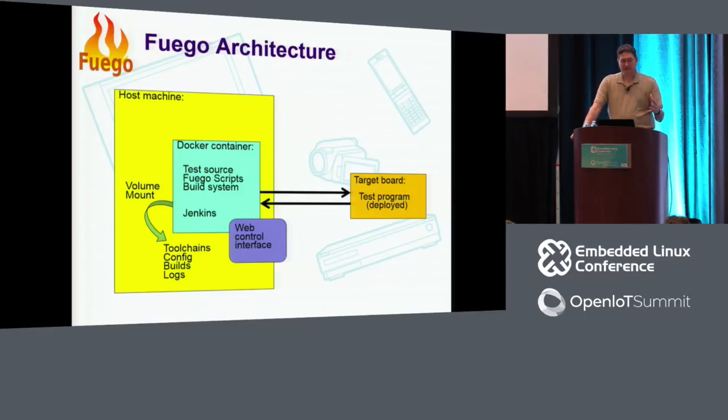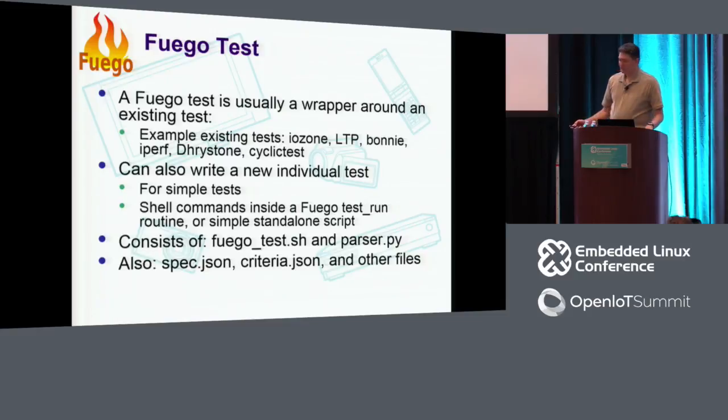We run a bunch of Fuego scripts on the host inside a Docker container. We've got a web control interface for starting tests or monitoring their results, and doing visualization on it. But all of the real action happens over on the right there, on the target board, where the test program runs. We actually build from source, and some people don't like that, but I think it's really important, and when I get to my tip section, I'll tell you why. We build the test from source, put it on the target, execute it, collect the results back to the host, analyze and parse the results, and then present them in the GUI interface.